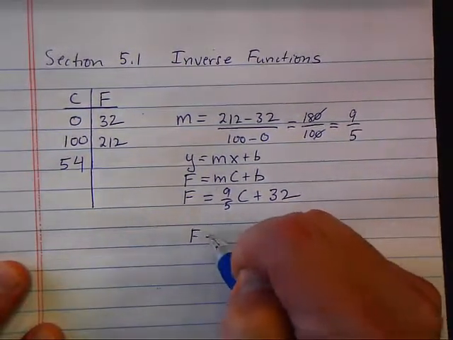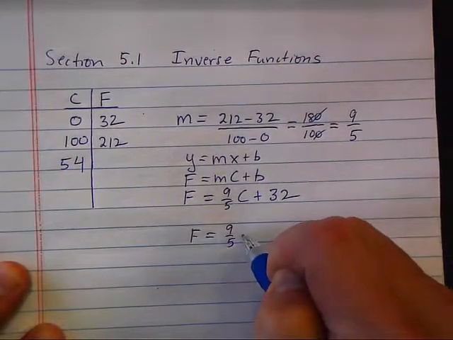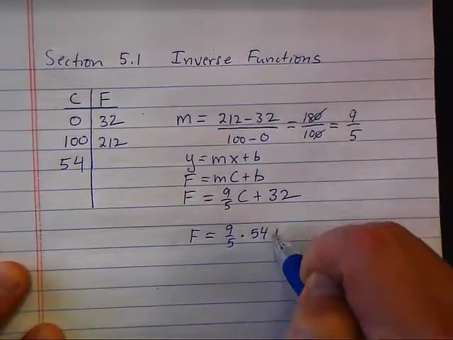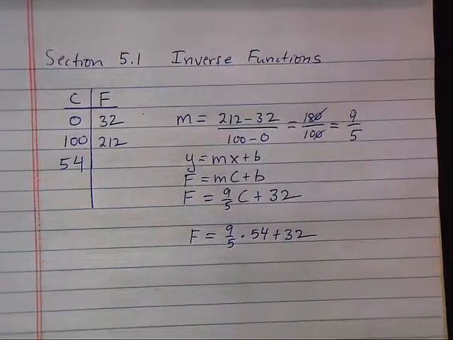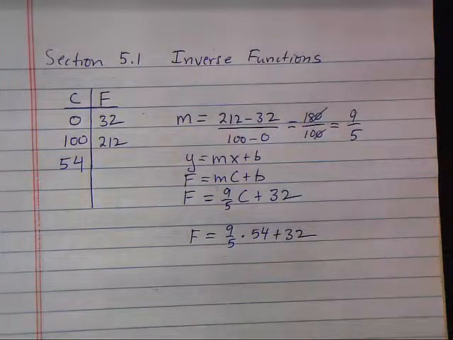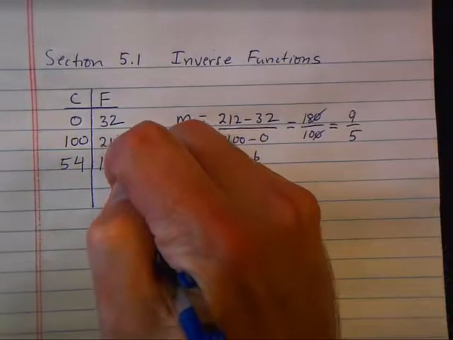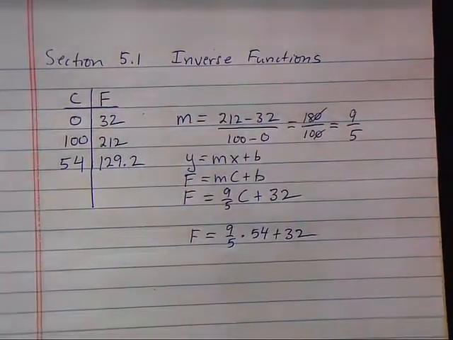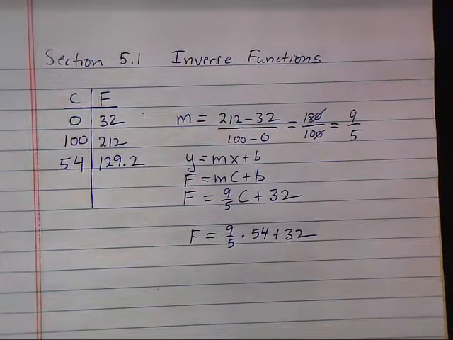F would be 9/5 times 54 plus 32. You grab your calculator, and you type that up. 9/5 times 54 plus 32. It's going to be 129.2 degrees Fahrenheit. I don't think you want that winter jacket. That's going to be awful hot.